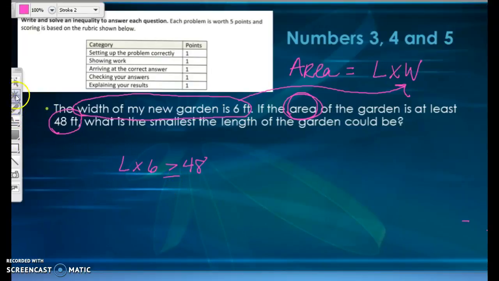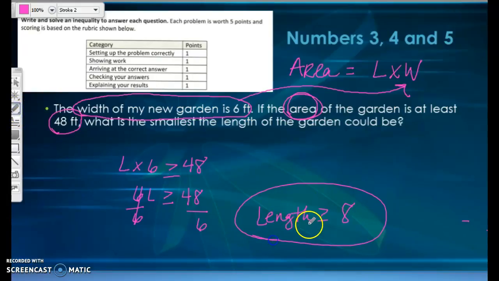So if these letters are throwing you off, just remember that you could write 6L is greater than or equal to 48, right? Then just clean up your equation. Remember, pretend it's an equal sign so that you remember what to do. Divide by 6 on both sides. So length, because they want to know the length, so length is greater than or equal to 8, right? Because 48 divided by 6 is 8, right?